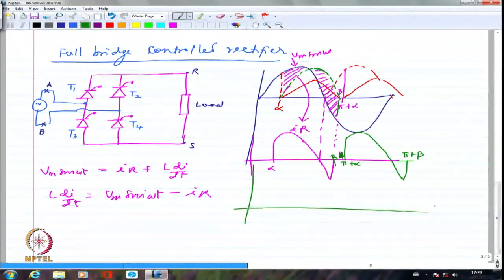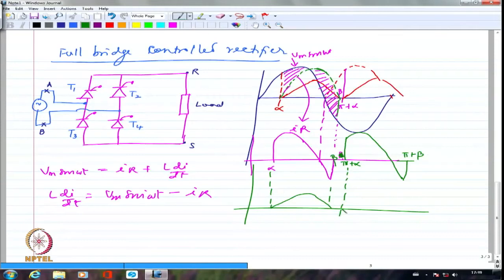If I draw the supply current waveform, I will have this to be the current on the supply side, and this to be the negative half cycle of the current on the supply side. They are exactly symmetrical. It starts at alpha and ends at beta. It starts here at pi plus alpha and ends here at pi plus beta. Supply side current.